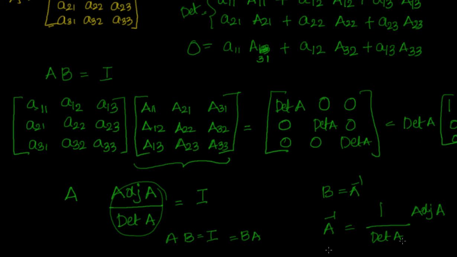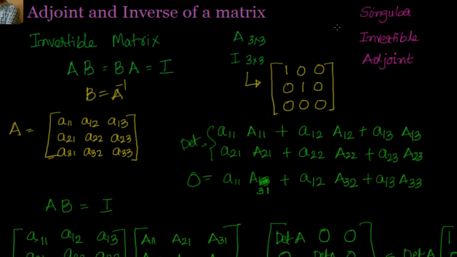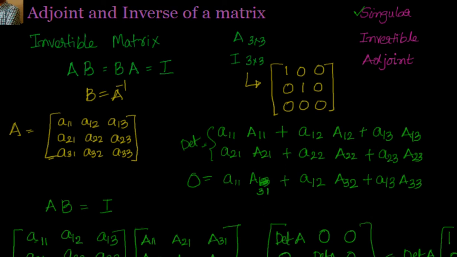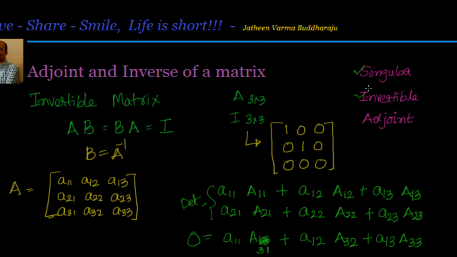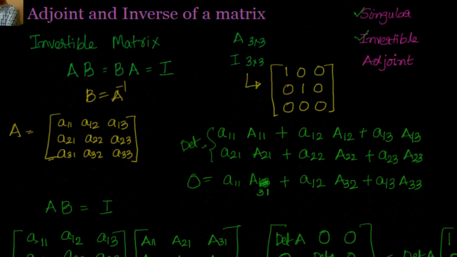Now, this is provided determinant of A is not equal to 0. If determinant of A equals 0, then such a matrix is called a singular matrix. If it is non-zero, then it is called a non-singular matrix. So we have discussed singular and invertible. Now what is the adjoint matrix?